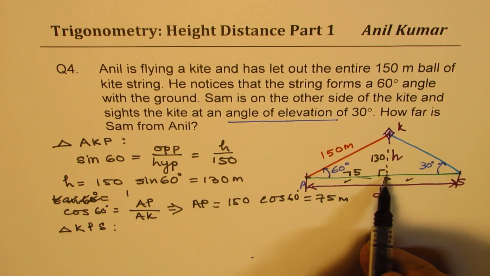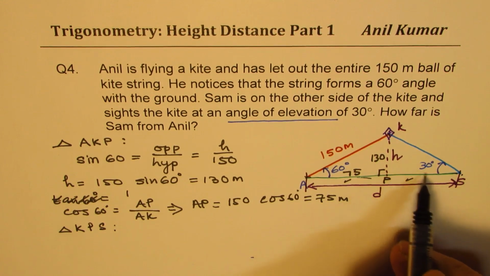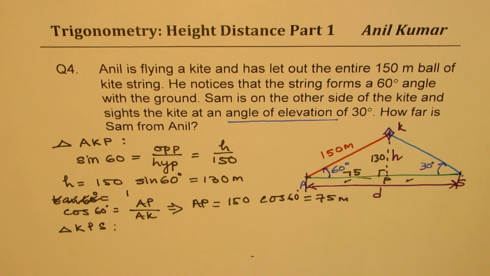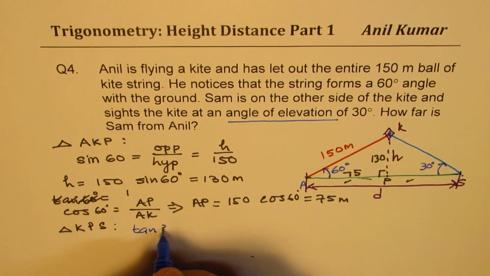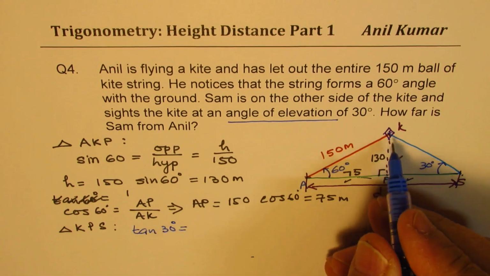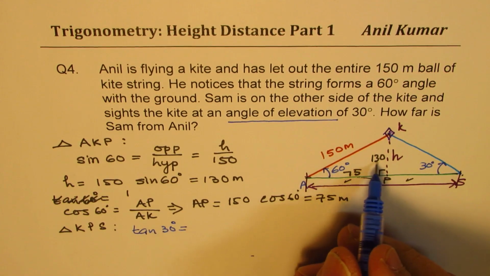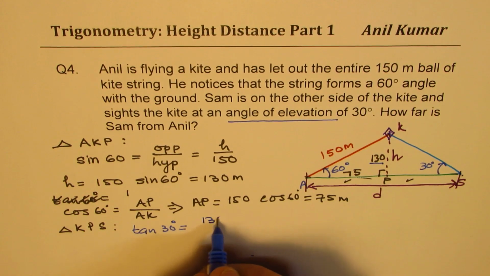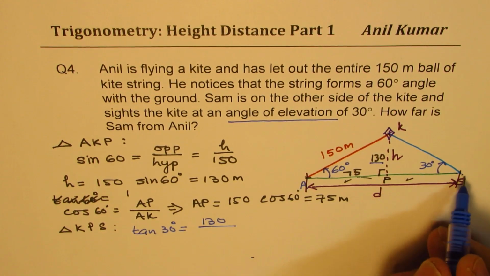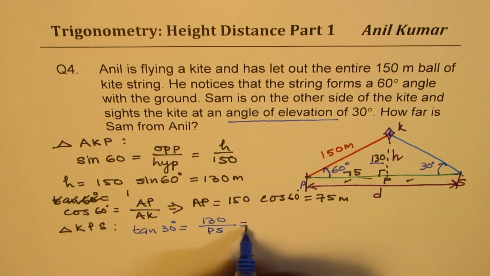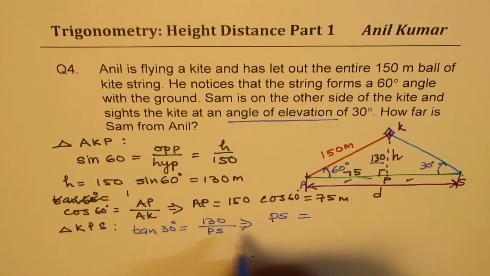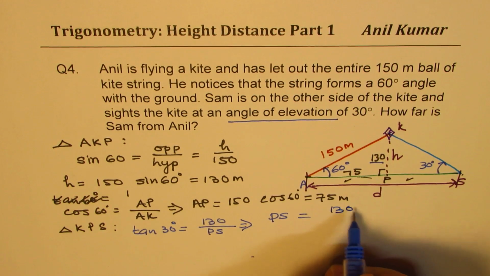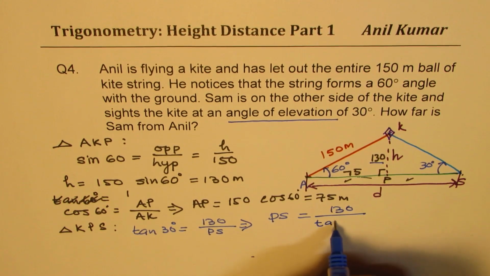Now let's get to the next triangle, which is triangle K, P, and S. Now we just need to find P to S. These two are opposite and adjacent, so we'll use tan ratio. We'll say tan of 30 degrees is equal to the opposite side, which is 130, divided by P to S, which we need to find. So this gives you P to S is equal to, cross multiply, 130 over tan of 30.